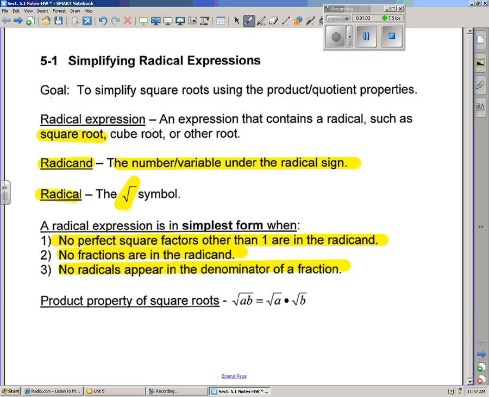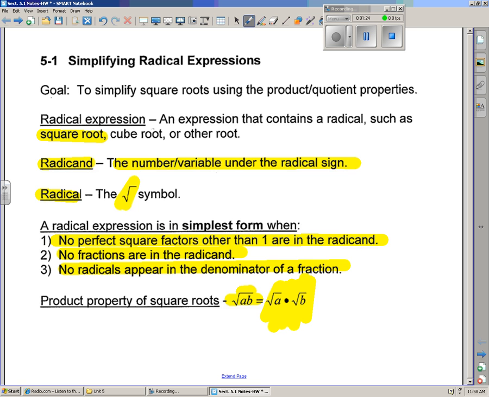Okay, so one of the biggest things that we're going to deal with is what's called the product property of square roots. It basically says if you've got some number under a square root, you can break that number into two separate factors. So you're multiplying a times b together. It's the same thing as just multiplying radical a by radical b. We use that a ton.